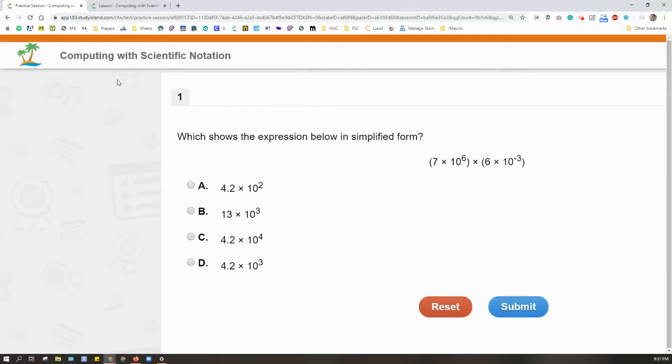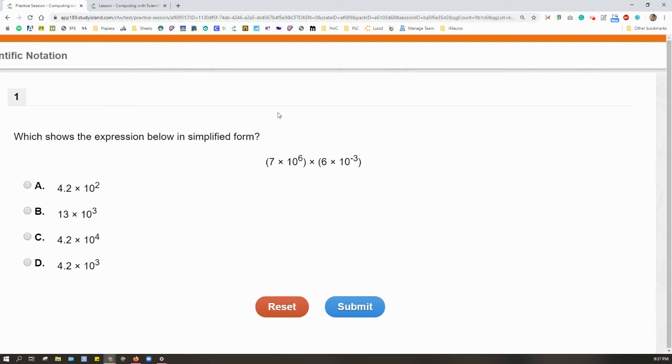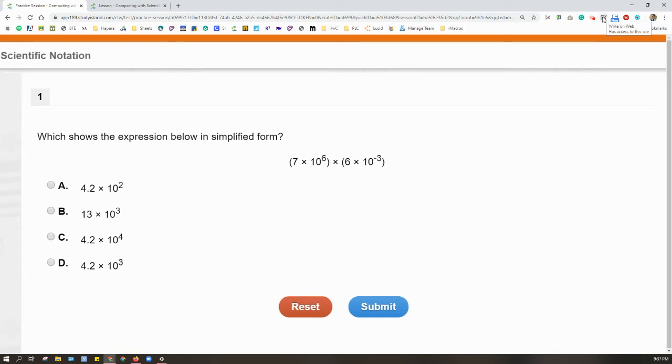Okay, here we go with the topic computing with scientific notation. Let's go ahead and get started. Number one, which shows the expression below in simplified form. So, what is that expression we're dealing with? We're dealing with two things that are written in scientific notation. We have 7 times 10 to the sixth multiplied by 6 times 10 to the negative third.